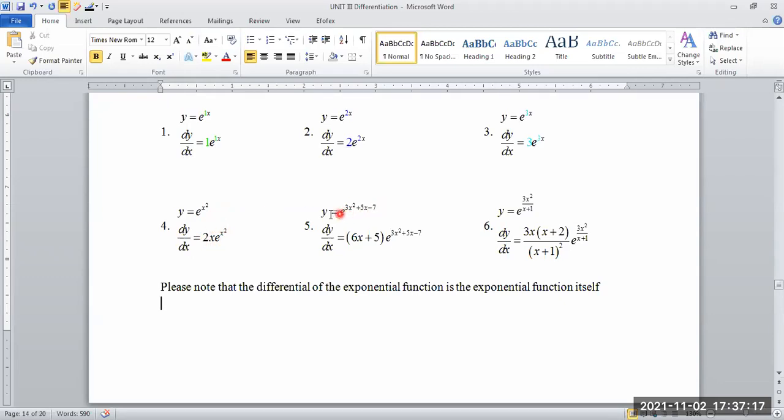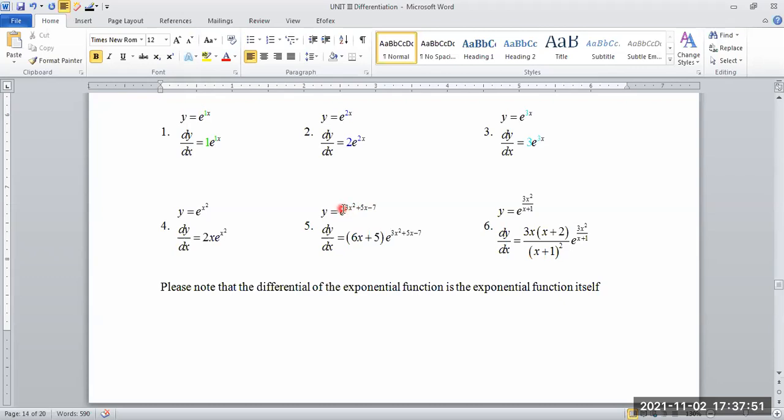Look at this. The differential of an exponential function is the exponential function itself. So what is going to happen? My question says e to the 3x squared plus 5x minus 7. My answer must contain the same e to the 3x squared plus 5x minus 7. The piece here and the piece here are the same. The only thing now is that I must multiply it by, just like I multiplied in front here: I multiplied here by 2, here by 3, and here by 2x. I must now multiply it by the differential of the function here.